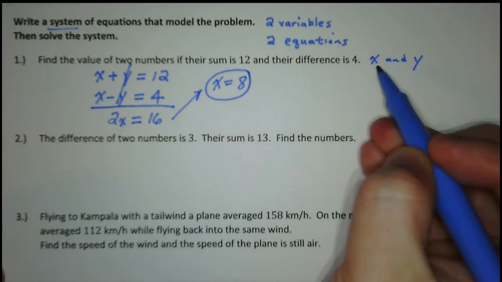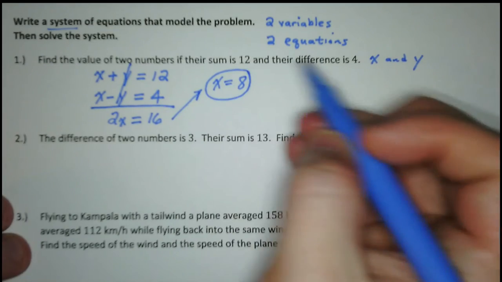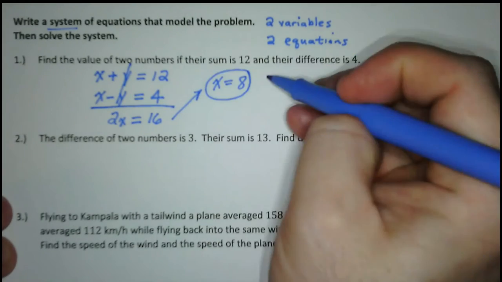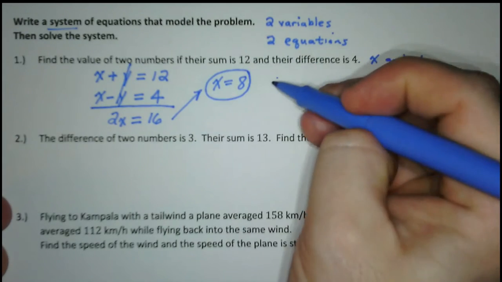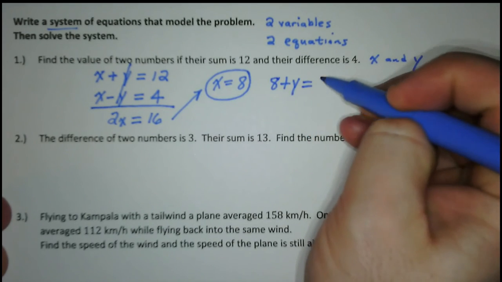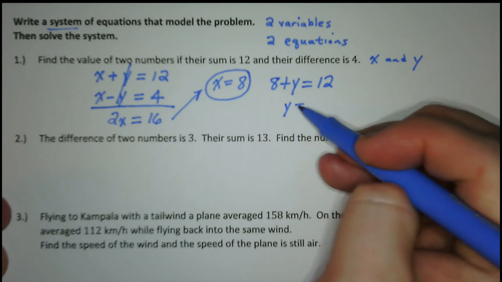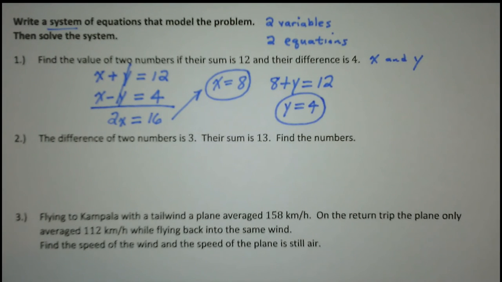So apparently x, the first number, the larger number, is 8. And now you can figure out the other number. It's pretty obvious what it is, but usually you plug it into one of the equations now. You take this answer and you plug it in. So I'm going to plug it into the first equation, 8 plus y equals 12. And then when I subtract 8 from the other side, I get y equals 4. So there we go. There's the answer. The first number is 8. The second number is 4.